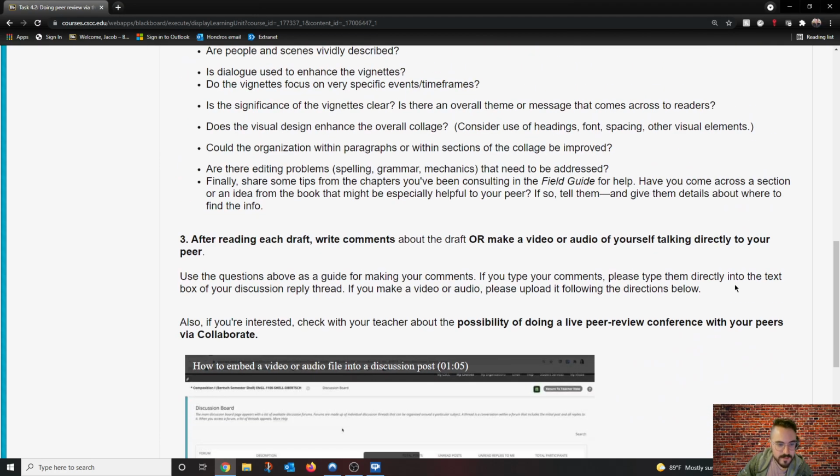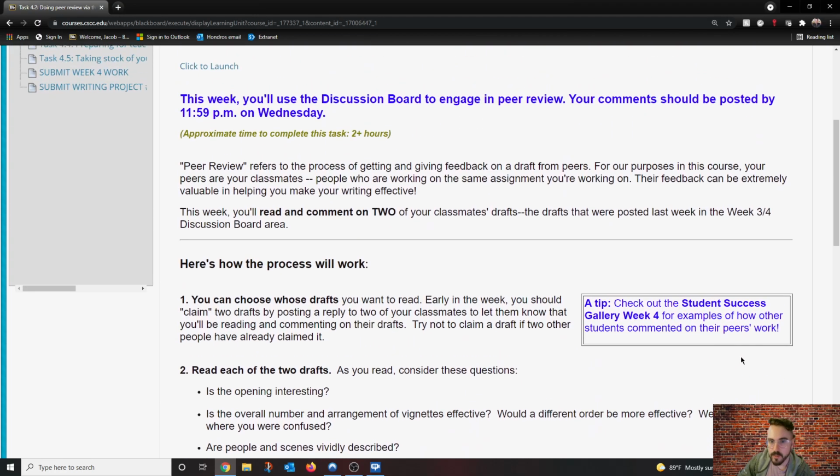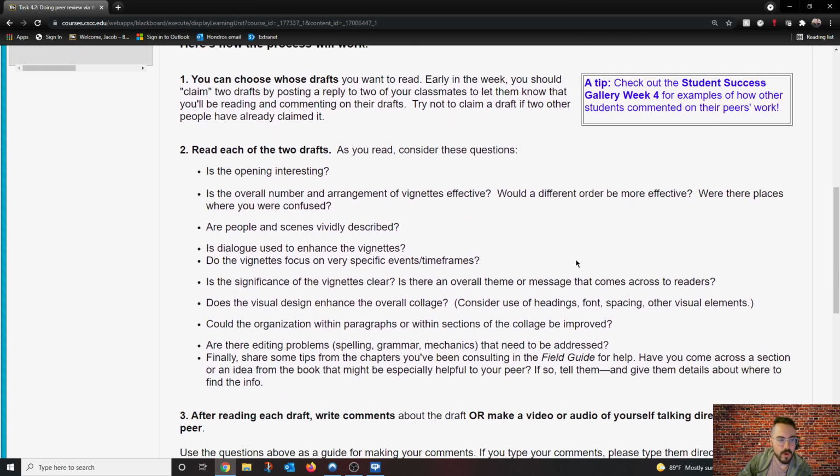I will say that as I grade peer review, I will be looking for thoughtful and thorough feedback. If you just say, like, your paper looks good, I liked it, you will not get full credit on this assignment. Even if you don't feel like you are a very good writer, even if you're not super confident in the feedback that you're giving, you still have insights.